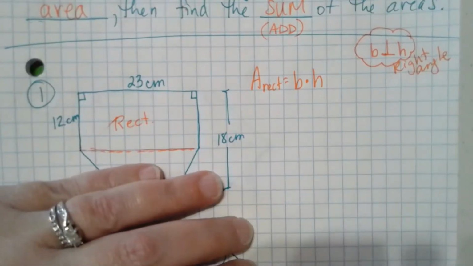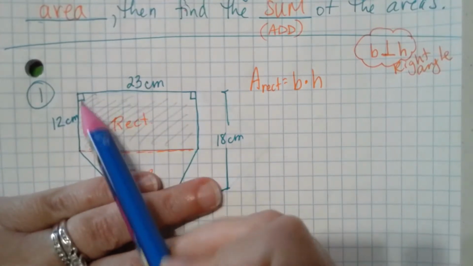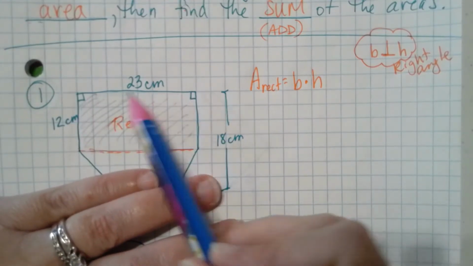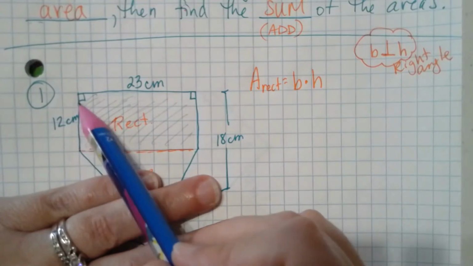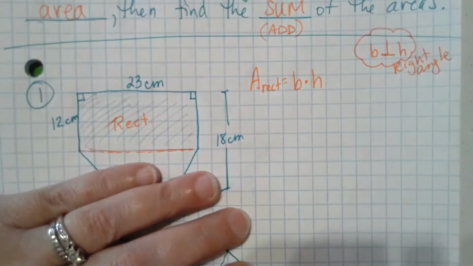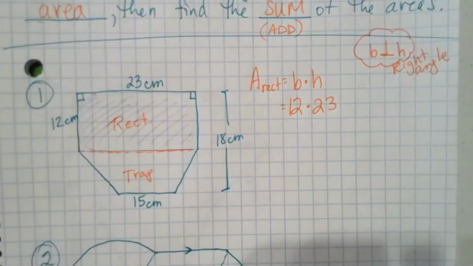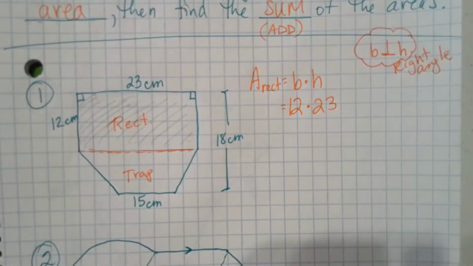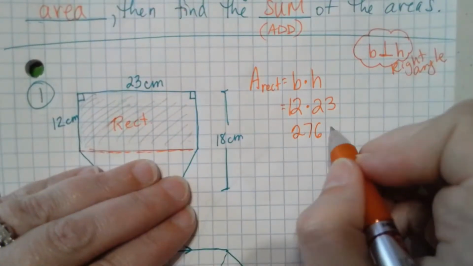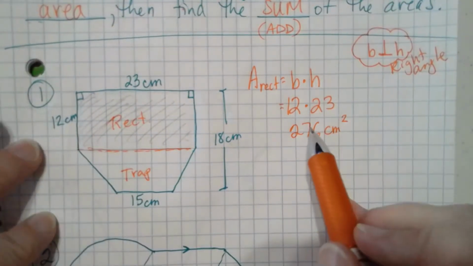Okay, so if I were to color in just this rectangle right here, and I were to trace around the outside of that rectangle, what would its dimensions be? What are its side lengths of this rectangle? I got a 12 right here. And do I know how long this side is? This side is 23. So I'm going to have a base of 12 and a height of 23. 12 times 23, I'm going to grab my calculator. 12 times 23 makes 276. And those were centimeters, so that's going to be centimeters squared. Okay, so that's part of my answer.